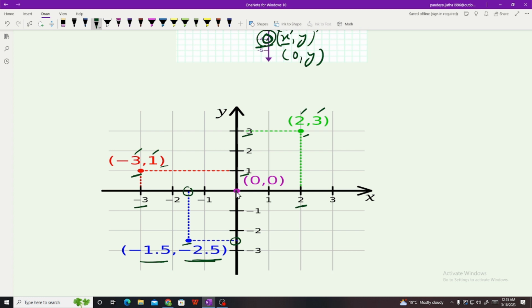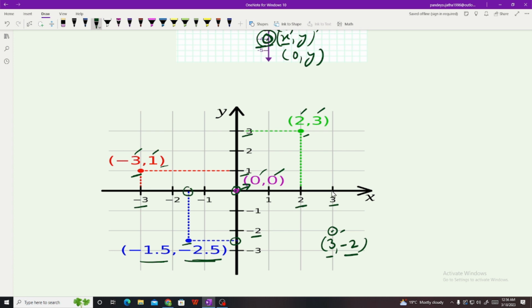And here, since this point is the origin, you all know that the coordinates of the origin are 0 and 0. If I mark a point here, then the x coordinate will be 3 and the y coordinate will be -2. So the coordinates of this point will be 3 and -2.